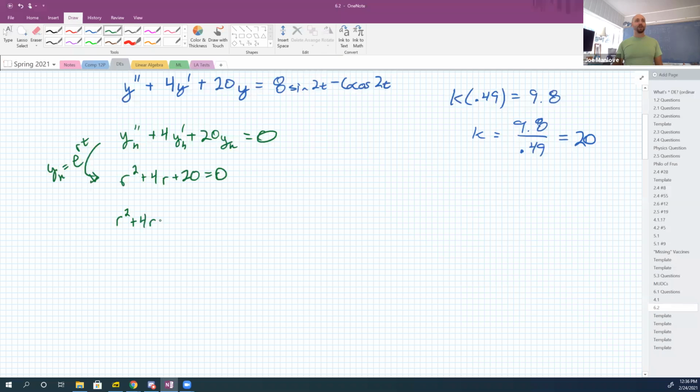I'm going to complete the square just because I can. Something like that. That is r plus 2 squared is negative 16. So that is r is negative 2 plus or minus 4i. Is that what you guys got?